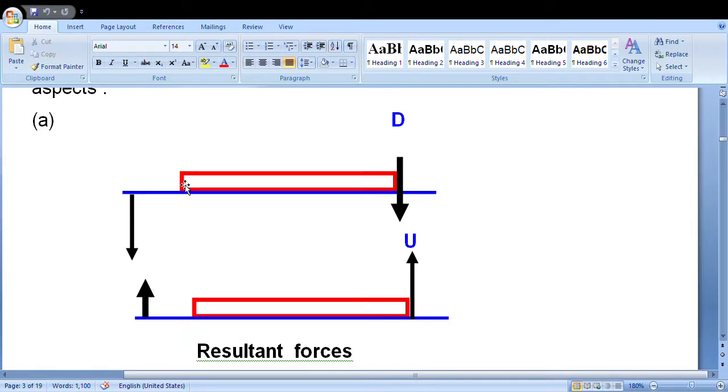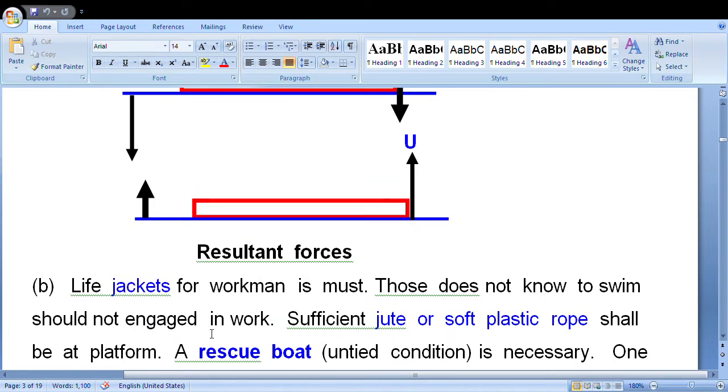For this reason, as I said earlier, in addition to this normal platform, there will be some extra buoyant weight, in our skilled workman language it is boya. That means buoyant weight, at least 5-6 empty steel barrels. If we provide them on both sides, front side and back side, we can handle this problem without any collapse of the well and the drill hole itself. Life jacket for workmen is a must, and those who do not know how to swim should not be engaged in work.